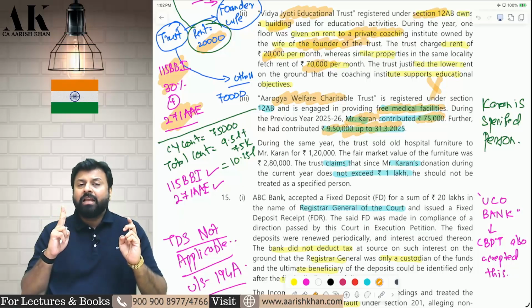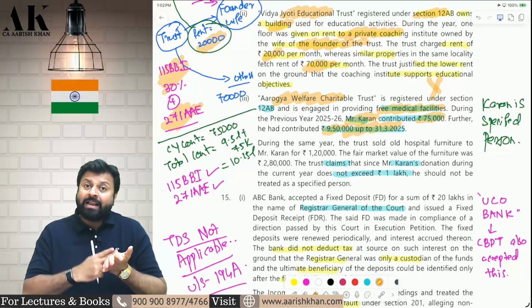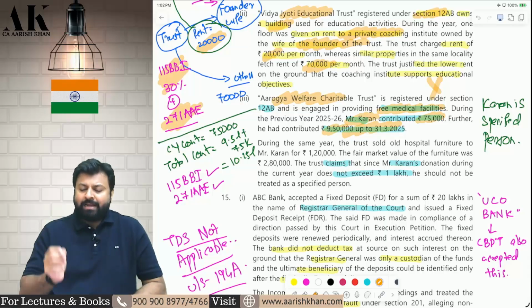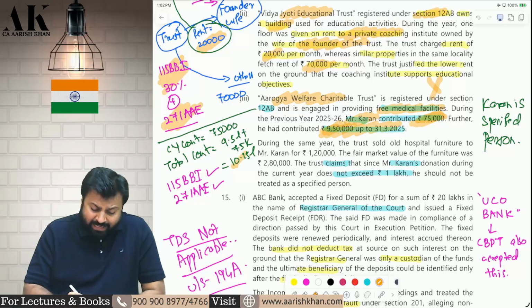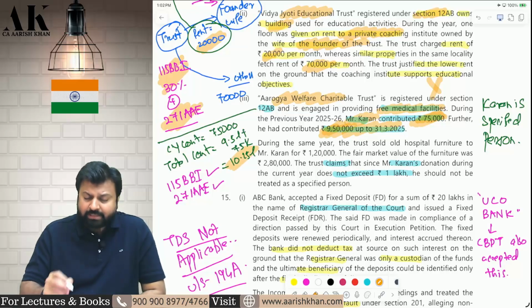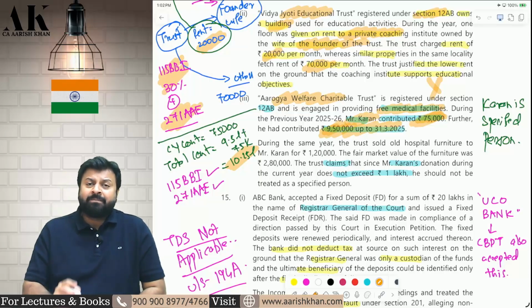Second condition, if a person is contributing an aggregate amount to the trust till the last day of the financial year of more than 10 lakhs. Is Karan contributing more than 10 lakhs? The answer is yes. Till last year, Karan has contributed 9.5 lakh. In the current year, Karan has contributed 75,000. Therefore, the aggregate contribution by Karan to the trust is 10 lakh 25,000. Therefore, Karan is a specified person. And now you cannot give unreasonable benefit to Karan.